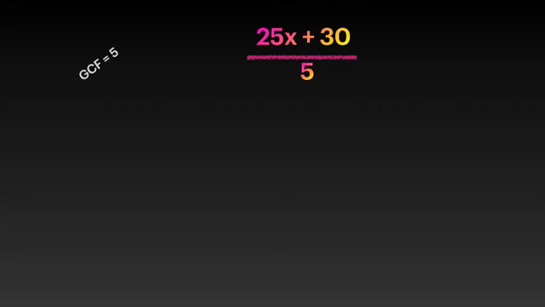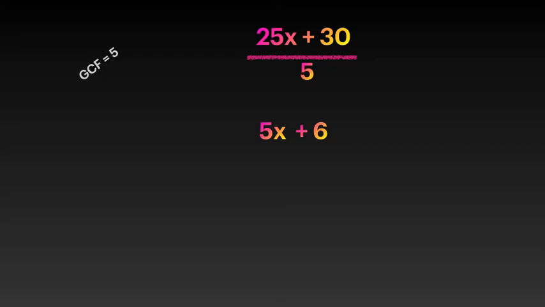So next you're going to divide them all by the greatest common factor. 25x divided by 5 is 5x. And then 30 divided by 5 is 6. So 5x plus 6. 5 divided by 5 is 1, so I wouldn't write it over 1 because then that wouldn't be in simplest form. We'll just go ahead and know that 5 divided by 5 is 1. And so what we have left in simplest form is 5x plus 6.